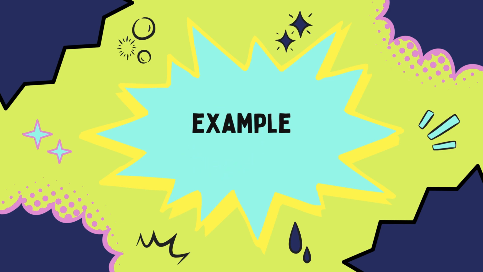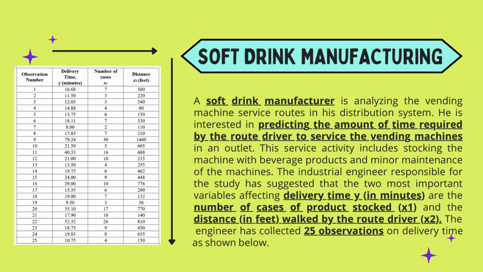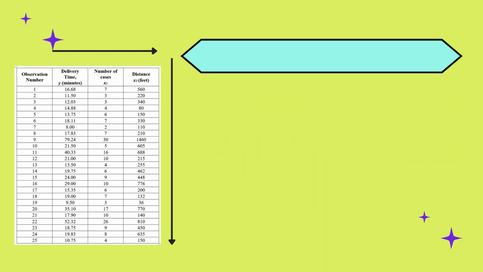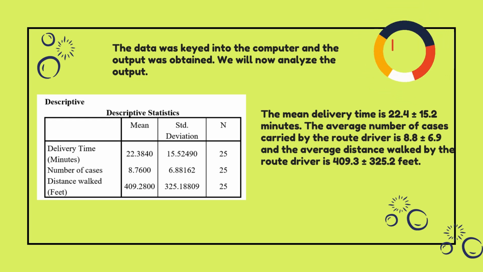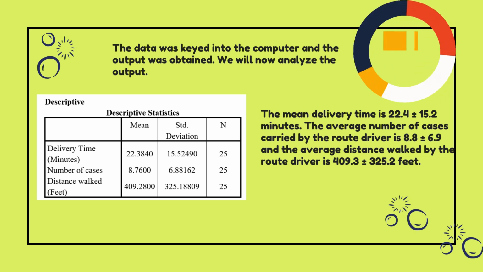An example of MLR can be seen from a study about soft drink manufacturing. The example has one dependent variable, the delivery time Y, and two independent variables: the number of cases of product stocked, X1, and the distance, in feet, walked by the route driver, X2. As the data was keyed in and run using the SPSS software, the following output can be used to interpret the descriptives of the three variables.